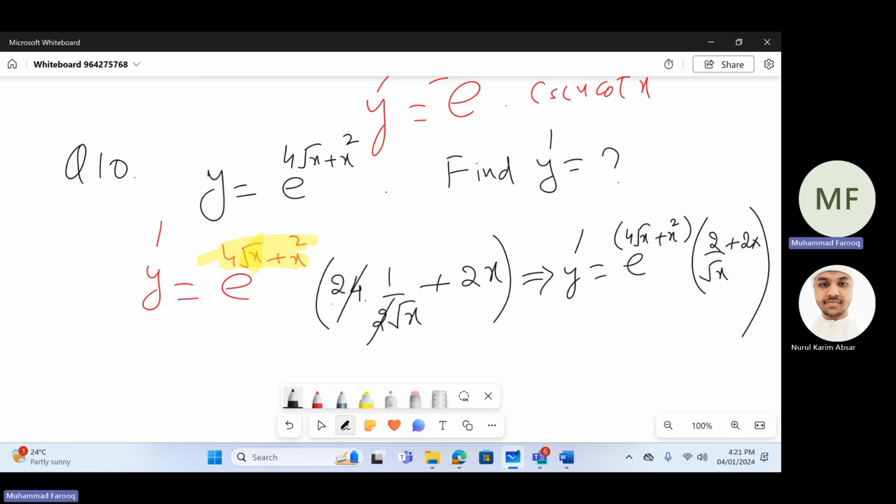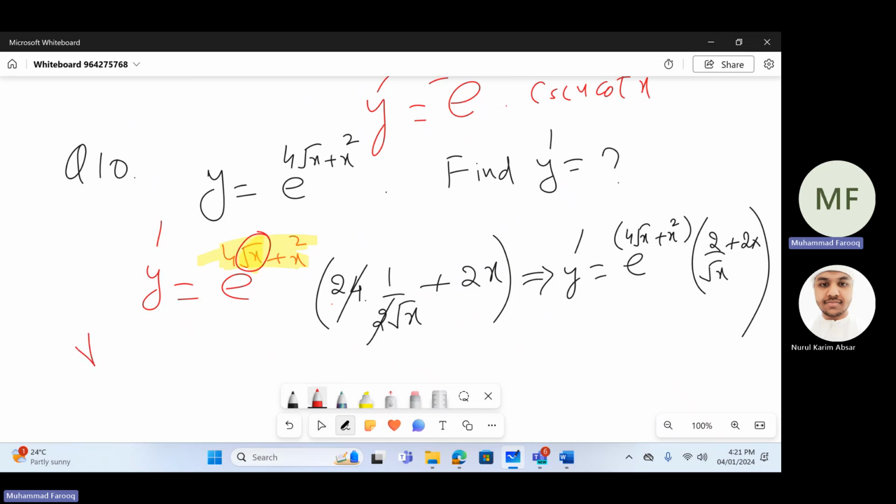So in the power, you can see we have two functions, root x and x squared. X squared derivative is 2x, okay? And 4 times root x derivative. Actually, we are using here a shortcut for the root x derivative.